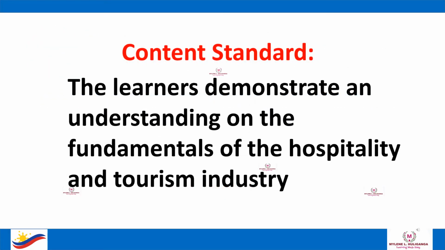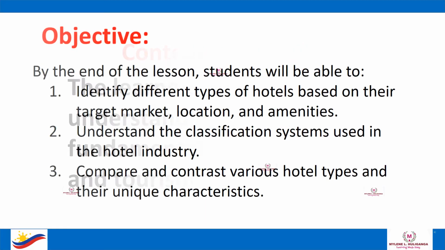The content standard for this lesson is, the learners should demonstrate an understanding of the fundamentals of the hospitality and tourism industry. By the end of the lesson, students will be able to: number 1, identify different types of hotels based on their target market, location, and amenities. Number 2, understand the classification systems used in the hotel industry. And number 3, compare and contrast various hotel types and their unique characteristics.